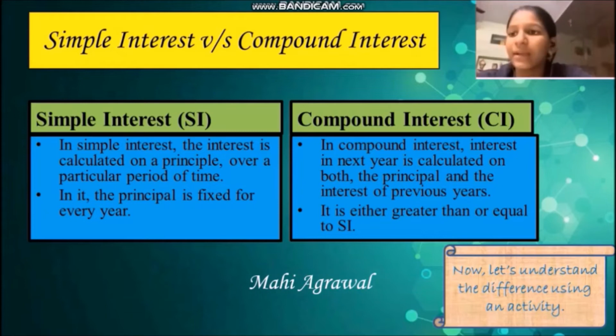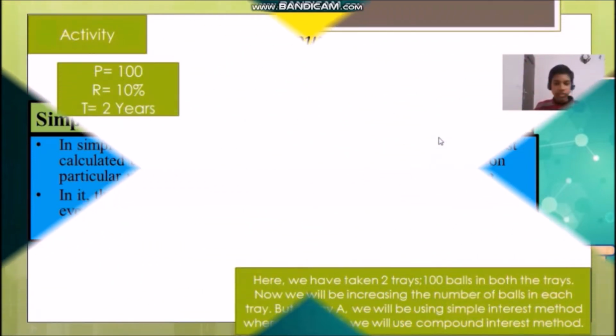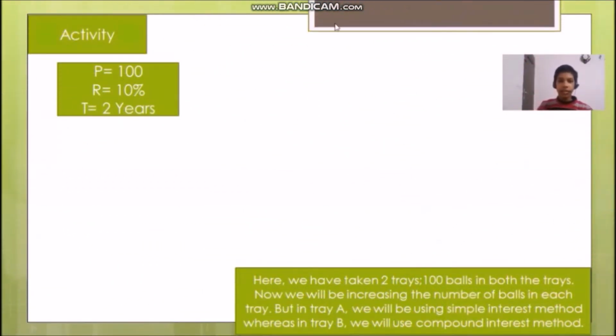Compound interest. In a compound interest, interest in next year is calculated on both the principal and the interest of previous year. They are either greater than or equal to SI. Now let us understand the difference using an activity. Now Krishna, Zaid and Naman will be going to explain you the activity.